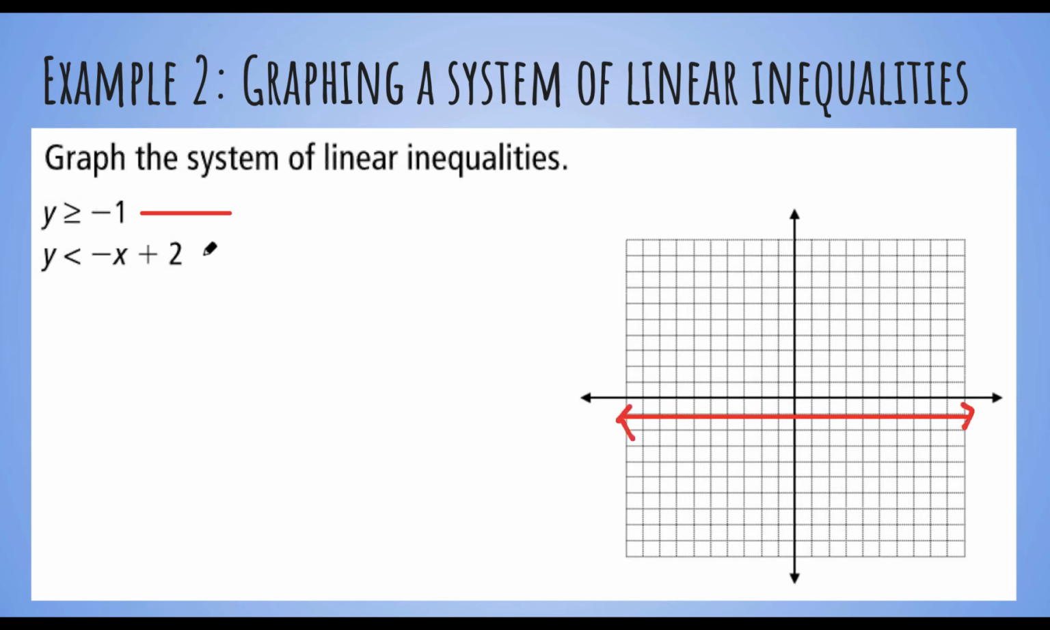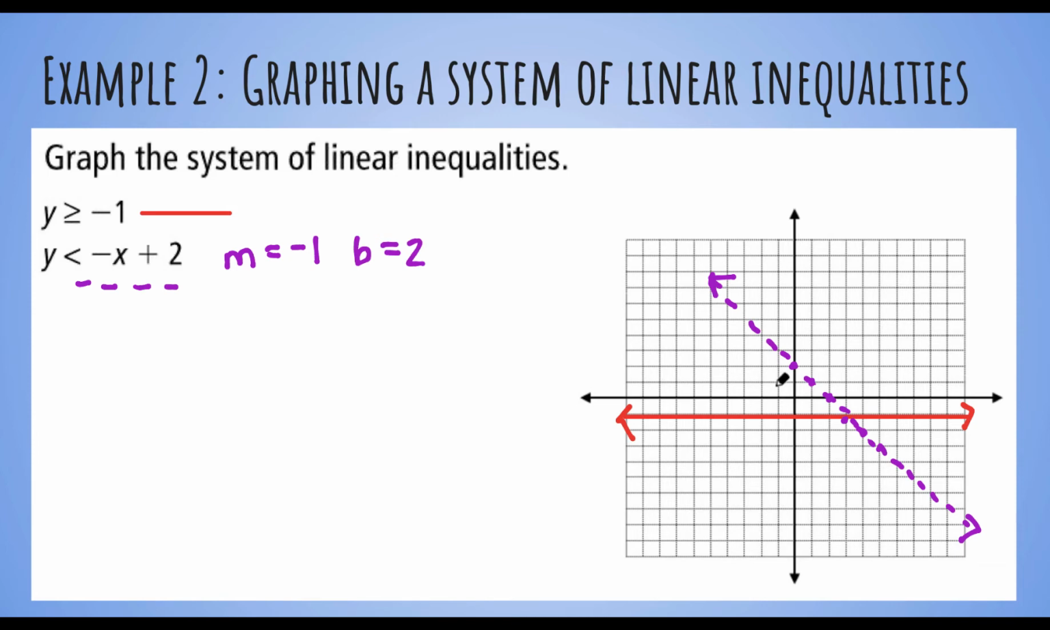Next, I'm going to draw the boundary line for y is less than -x plus 2. So for this line, I know it's going to be dashed because there is no equal sign at the bottom. I also know that the slope for the line is -1 and the intercept is 2. So here's the boundary line for that inequality. And next I'm going to look at shading.